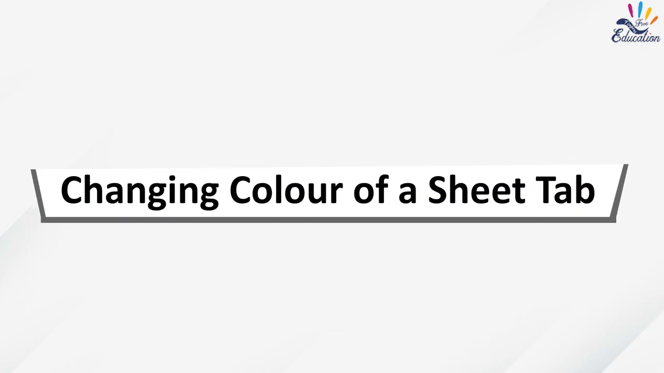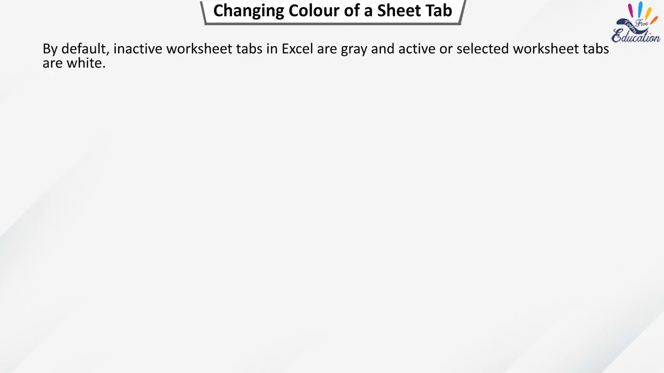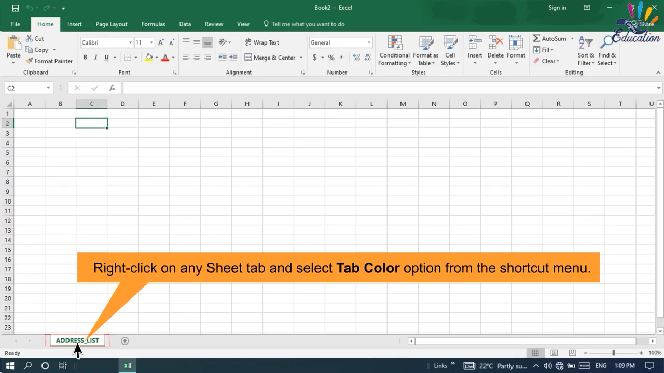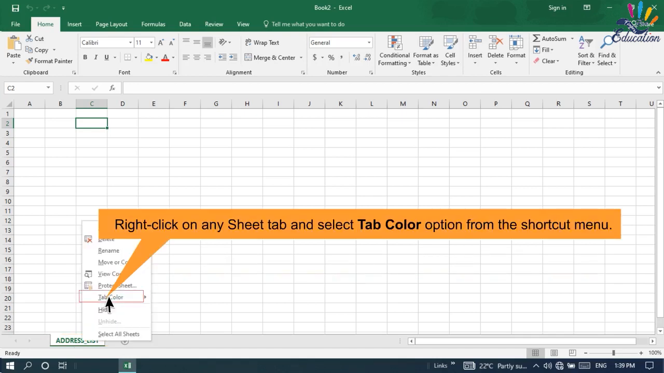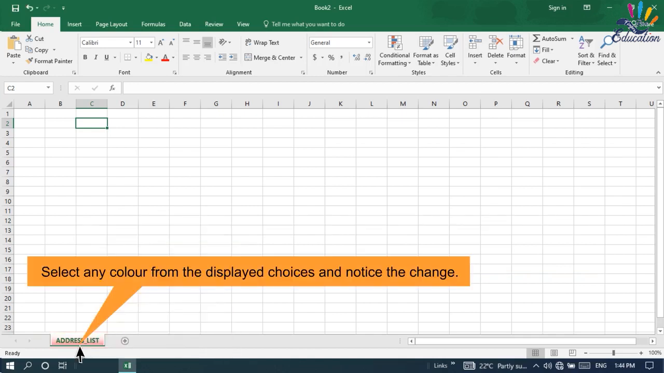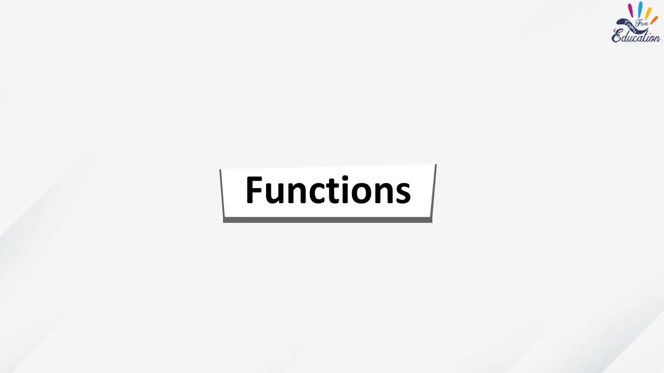Changing color of a sheet tab. By default, inactive worksheet tabs in Excel are gray and active or selected worksheet tabs are white. To change the color of a sheet tab, do the following steps. Right-click on any sheet tab and select the Tab Color option from the shortcut menu. Select any color from the displayed choices and notice the change.